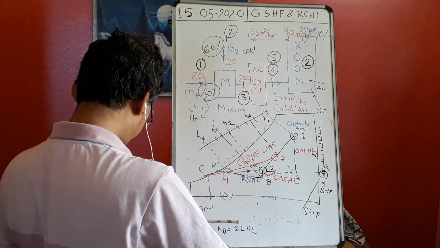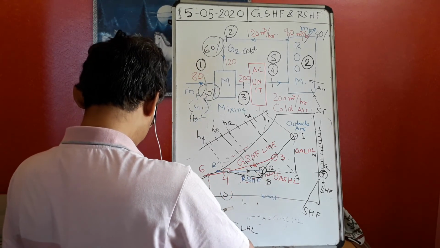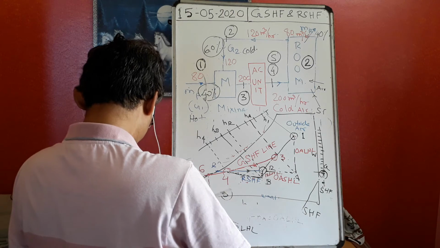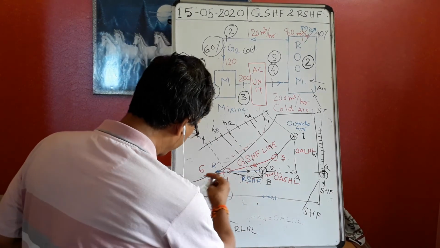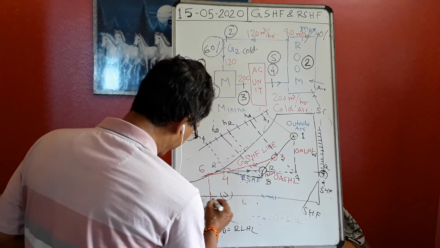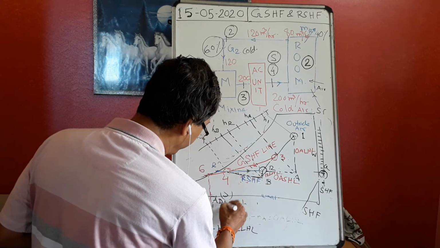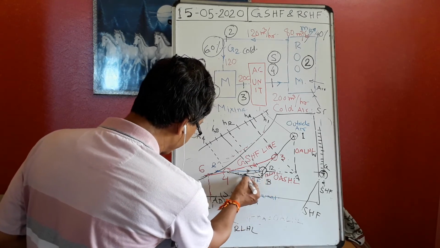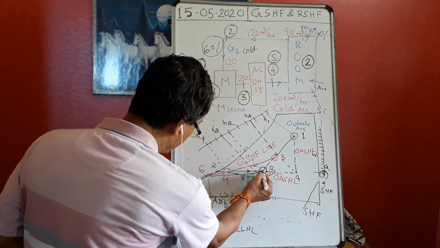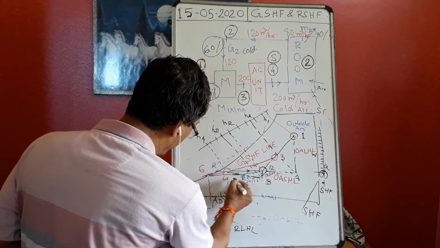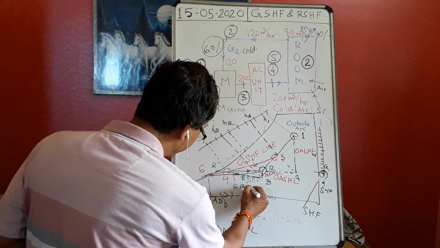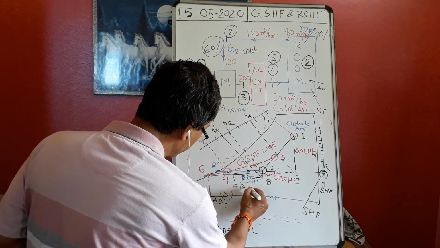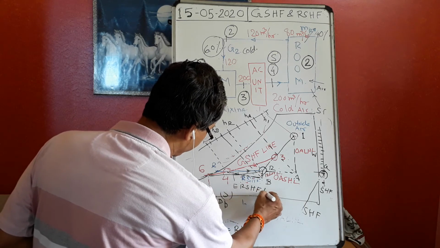Now, if I join, 6 is what? The ADP point, apparatus dew point. If we join the room condition and the 6 condition, this line we call the effective room sensible heat factor line.